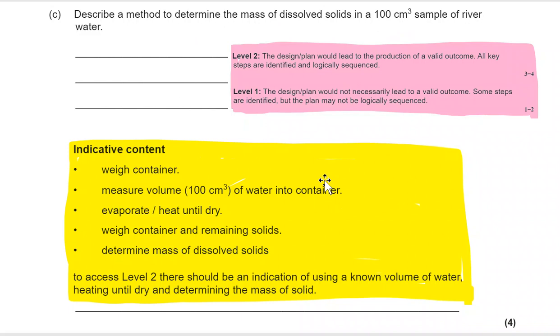Now, heating to dryness is a very important skill within chemistry. You heat, and then you measure the mass, and then you heat again, and you measure the mass, and you continue doing that until the mass stops going down. It's at that point you can be confident that every part of the water has evaporated. We're then left with the container and the solids that remain. So we can take the mass of that, and the difference between the container on its own and the container with the remaining solids is the amount of remaining solids. So that's what we're aiming for.